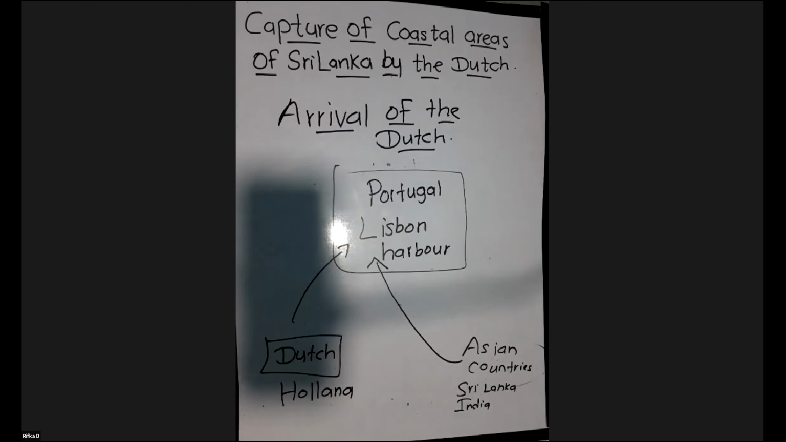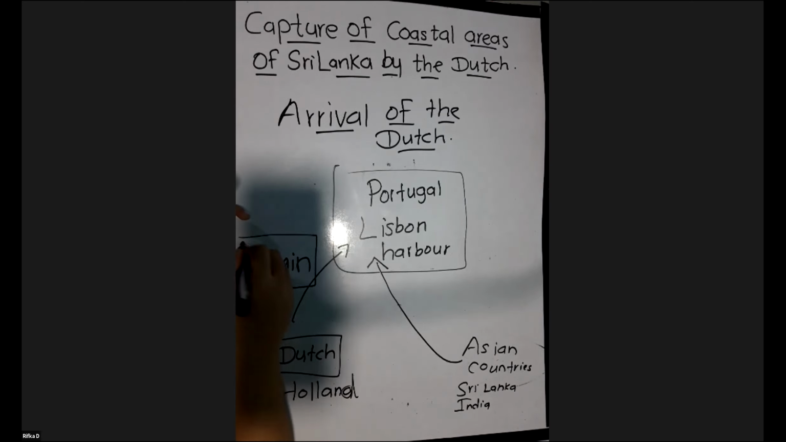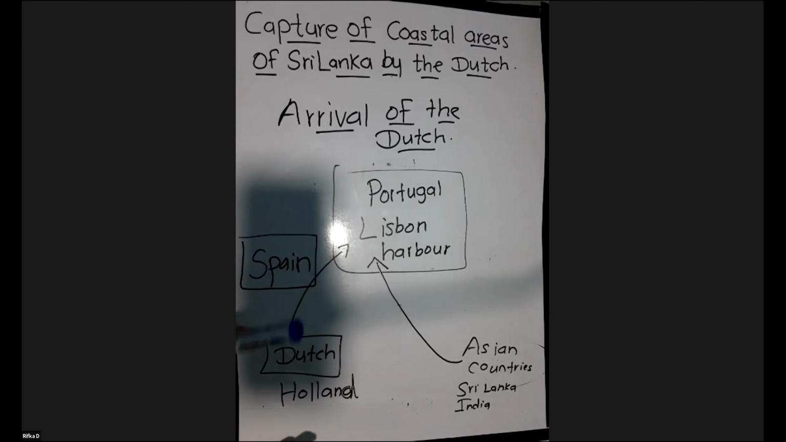Okay, children. Now, the Dutch is Holland. At the time, Holland was a colony of Spain. Colony, as you all know, means that when a country is under another nation, we say it is a colony. So at the time, Holland was a colony of Spain, which means Holland was under Spain.